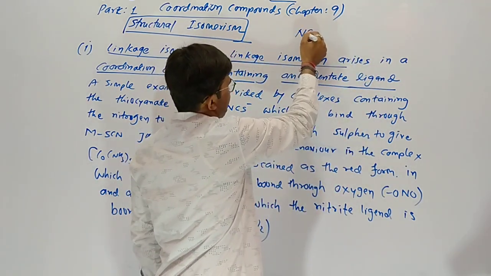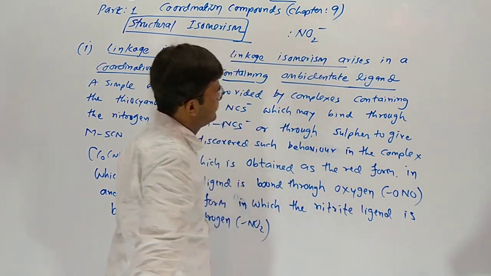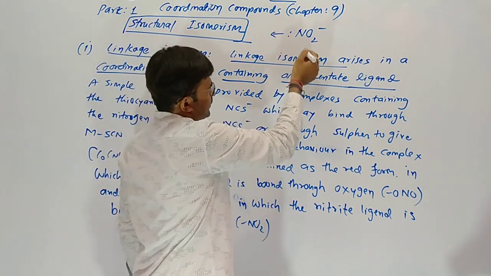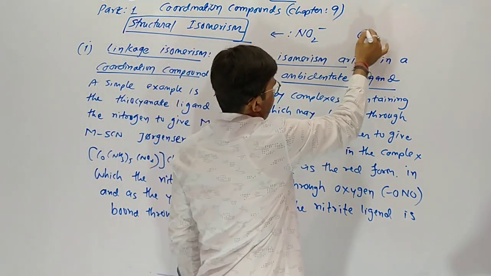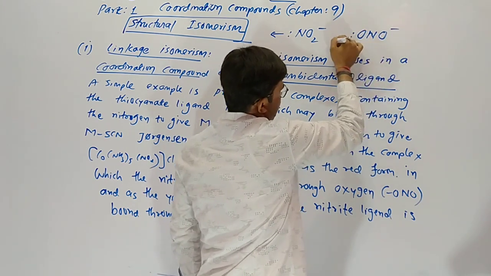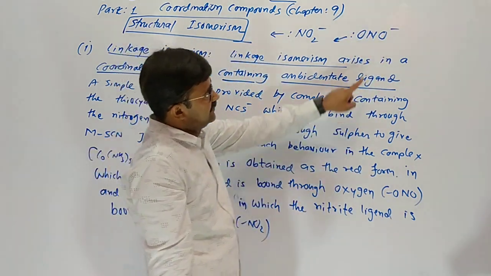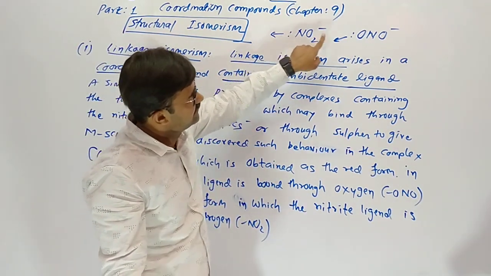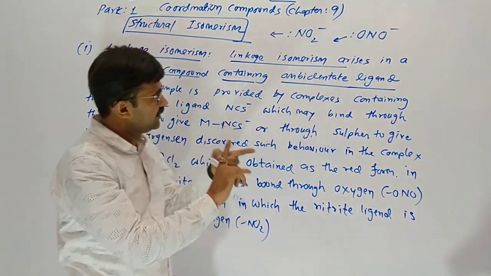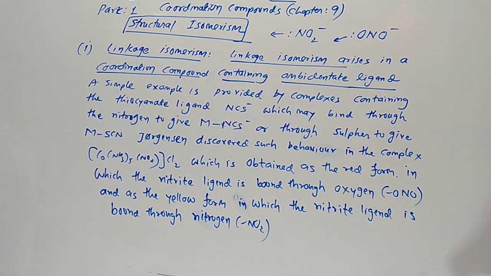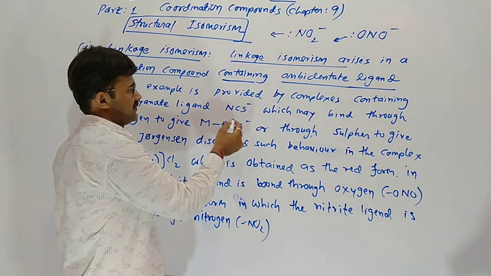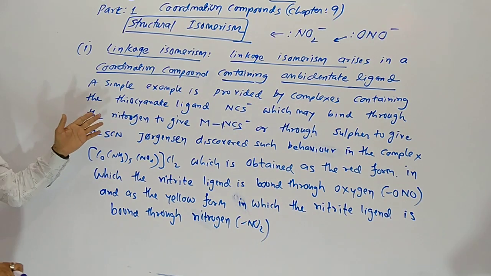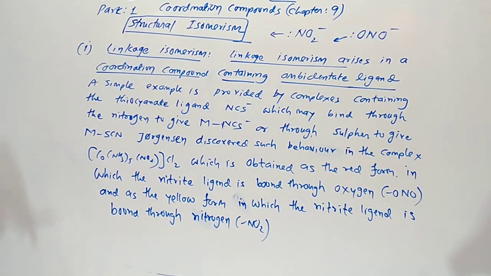Second ambidentate is nitrite. Here nitrogen whenever donates electron pair, oxygen is not donating. Here oxygen when donates electron pair, nitrogen is not donating. This one is nitrite N, this one nitrite O. Only two is in our syllabus. When isothiocyanate and nitrite come, they are ambidentate ligands, and they give linkage isomerism.